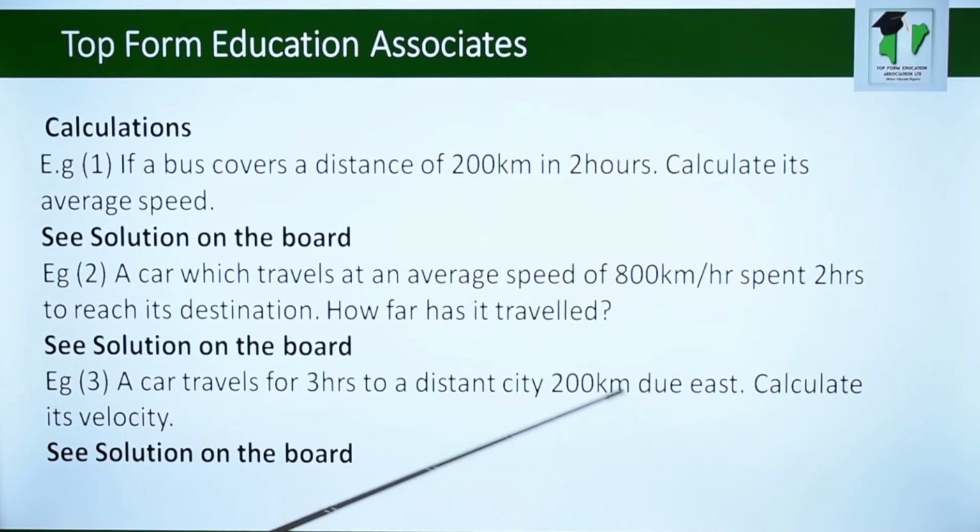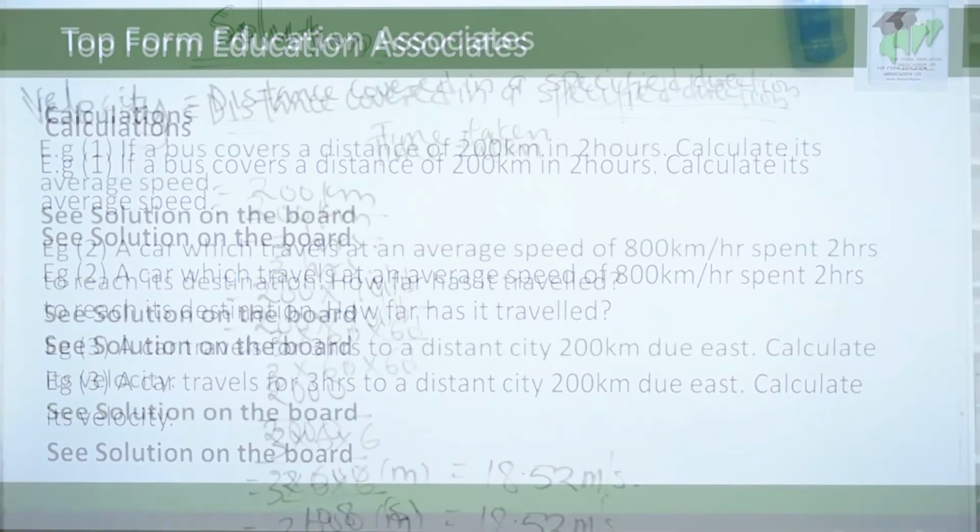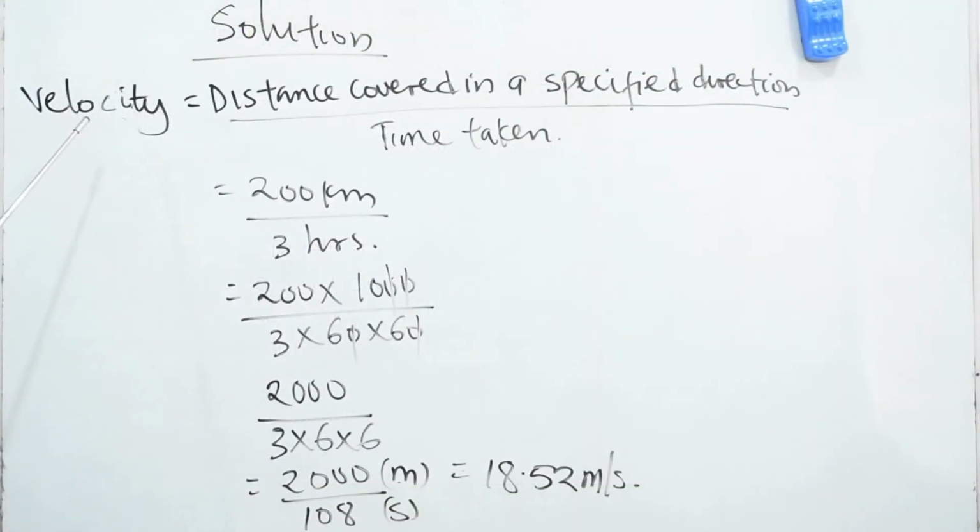Now, example 3 says a car travels for 3 hours to a distant city 200 kilometers due east. Due east means the direction is specified. Calculate its velocity. Now I want to look at the solution to question 3. You are asked to calculate the velocity. Velocity is given by the formula distance covered in a specified direction by an object over the time taken to cover such distance. In that question, the distance covered in a specified direction, due east, is 200 kilometers, and the time taken is 3 hours.